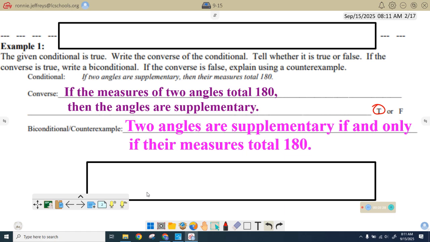All right, so basically this is what happens. You have your conditional statement, your if-then statement. You make a converse of it. And if the converse is true, basically the if and then go away and you add if and only if.